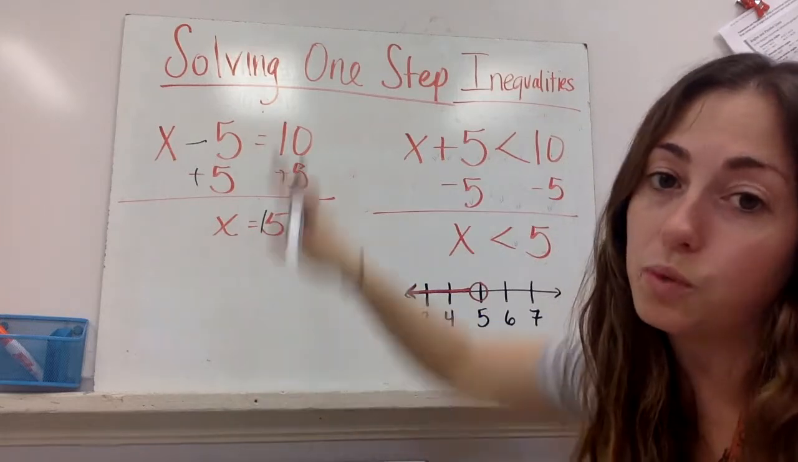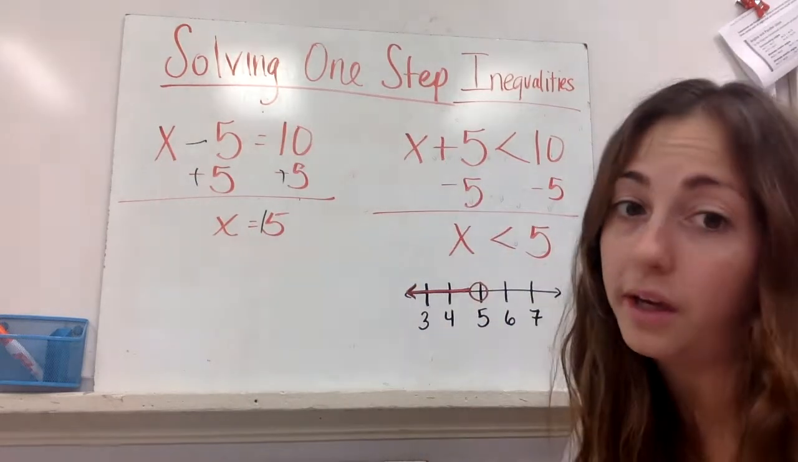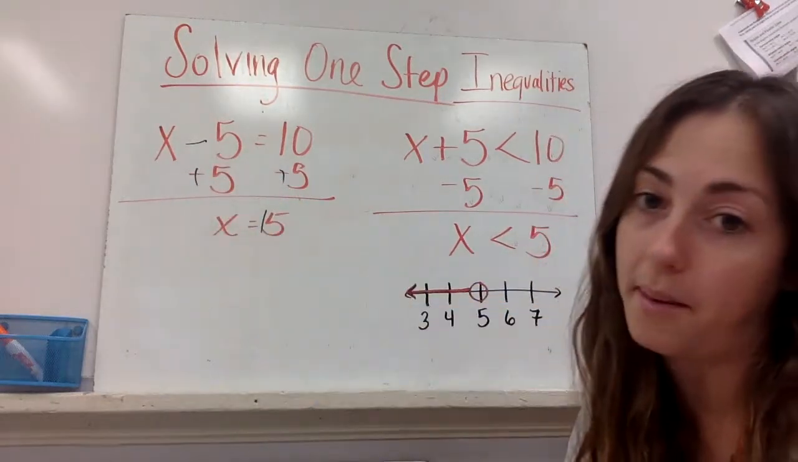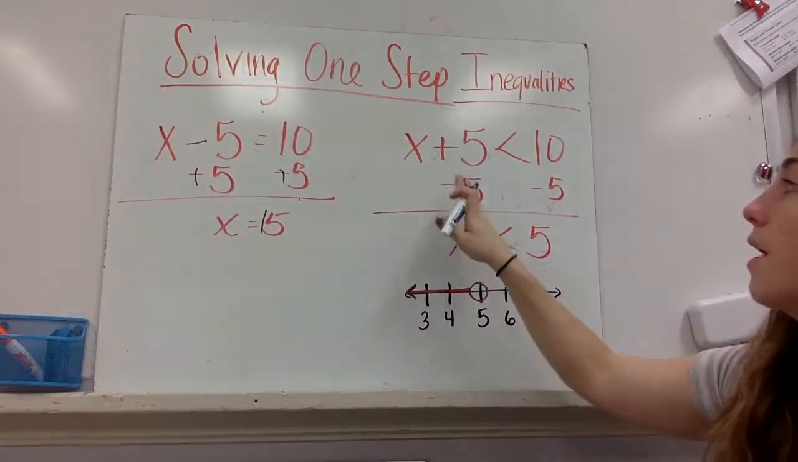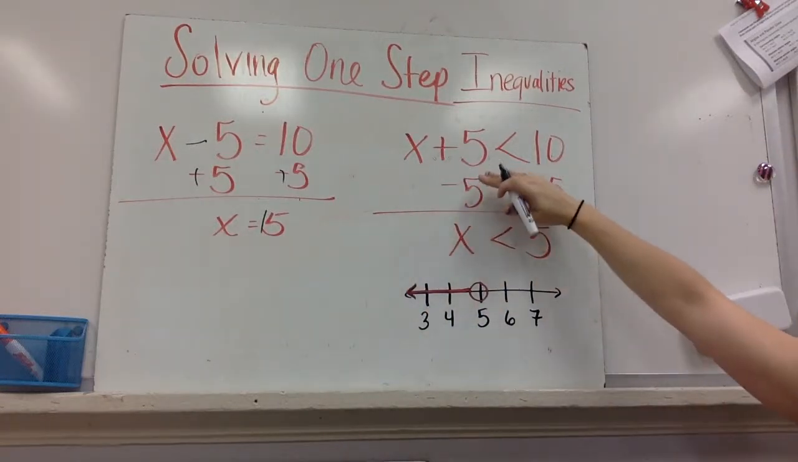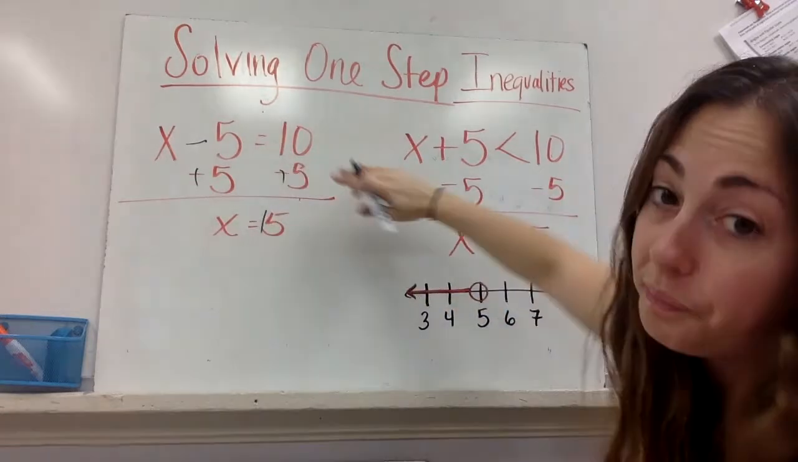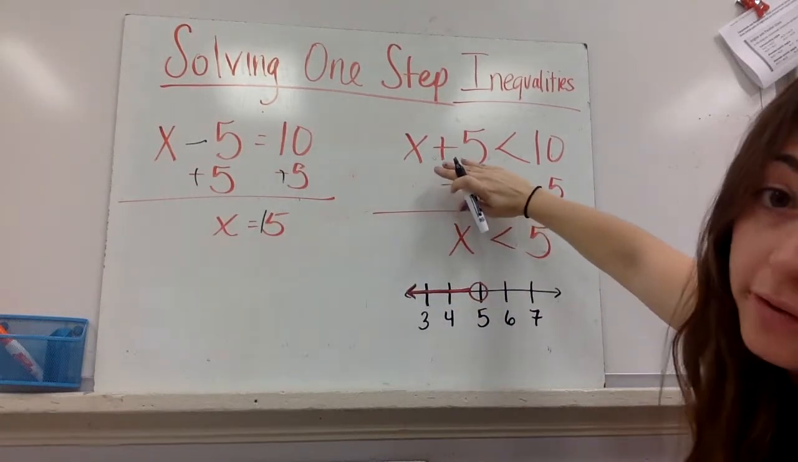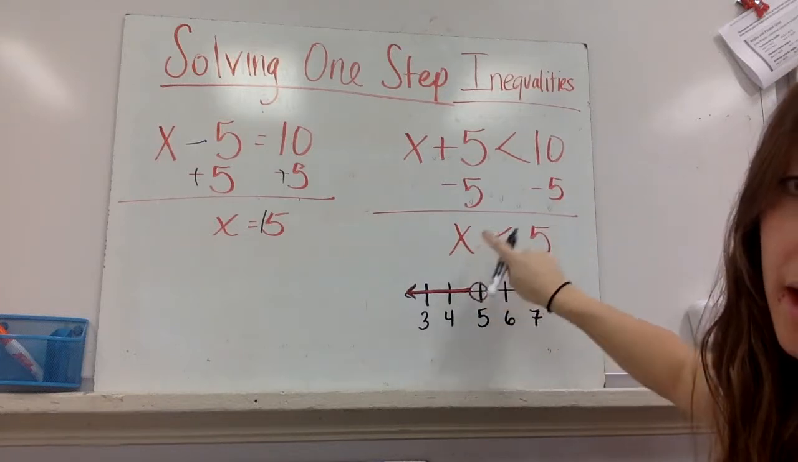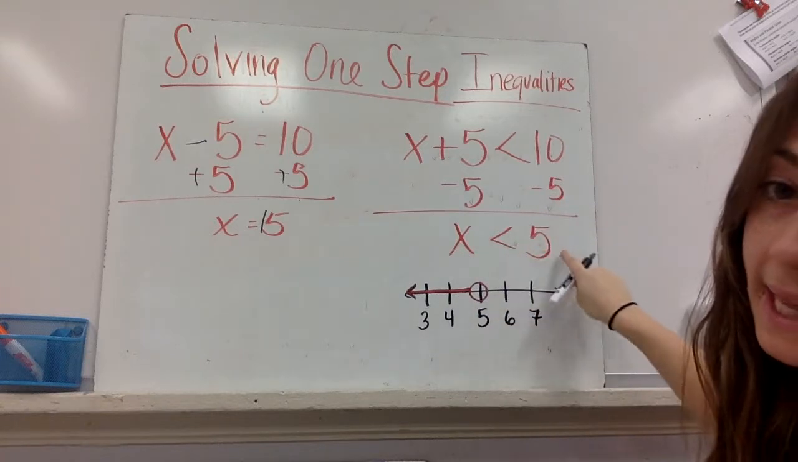Okay, so pretty much one-step inequalities, all you got to do, right, with adding and subtracting, is undo what's happening. So it's the same exact thing. 5x plus 5 is less than 10 instead of equal. Then I'm still solving for x the same way. Subtract 5 from both sides, and then I get x, but instead of equal, is less than 5.